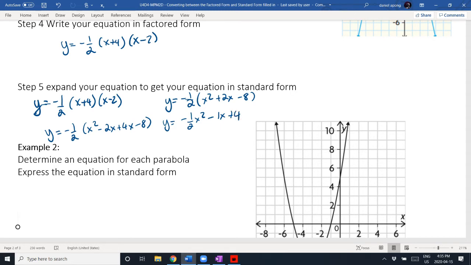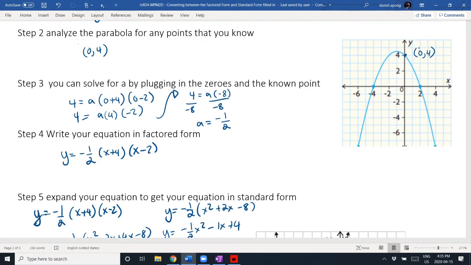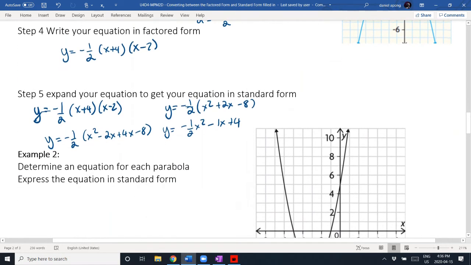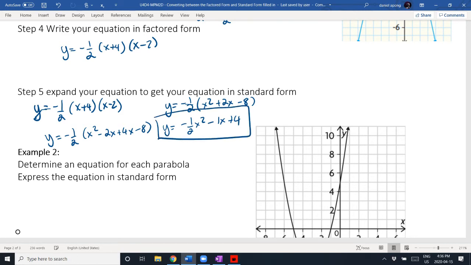And so here we have our fully expanded form of the quadratic equation. And notice here we can see the c value is 4, and as we said earlier, the c value in standard form is actually the y-intercept. And if we look up here, we can see our y-intercept is actually 0, 4. So this is our final answer here. That's what it looks like.